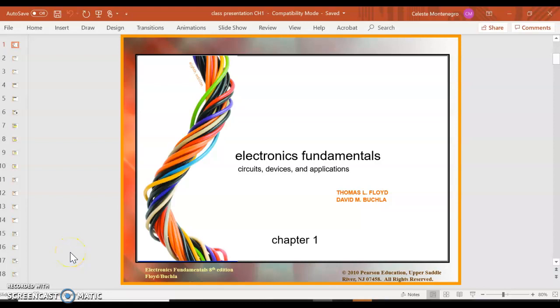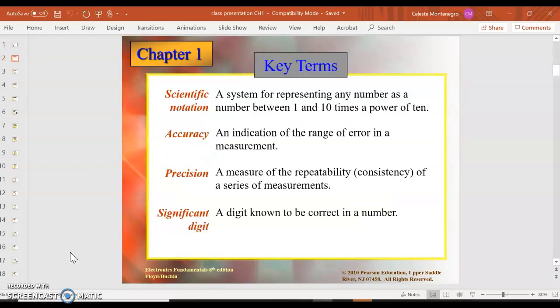In this chapter, we are going to talk about units and scientific notation, engineering notation. Chapter 1. First, we are going to start with some definitions. Scientific notation. What is scientific notation? A system of representing any number between 1 to 10. What does this mean? It can be any digit between a single digit to 2 digits to the power of 10.